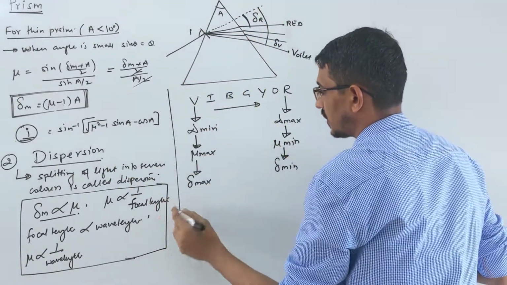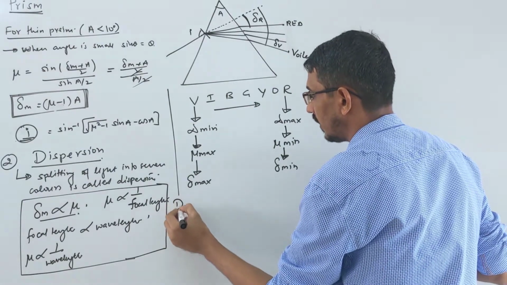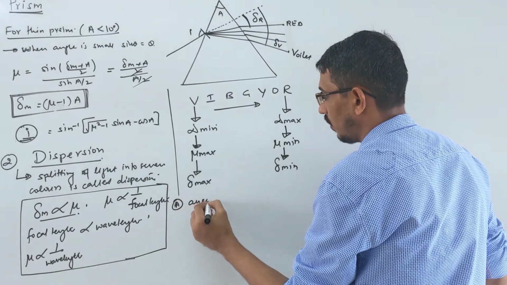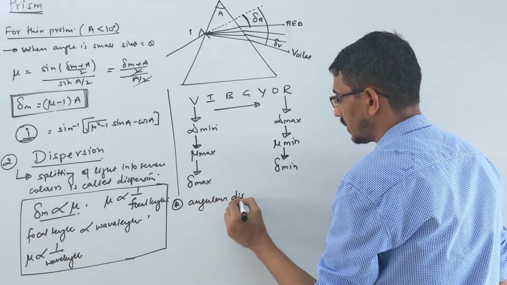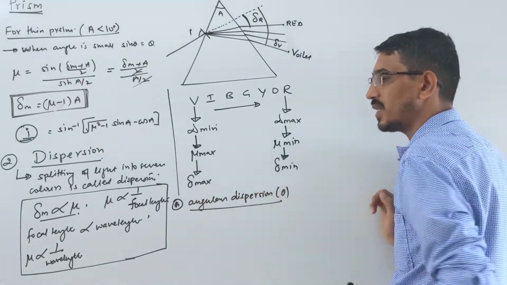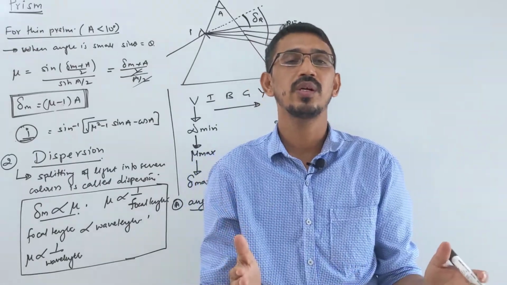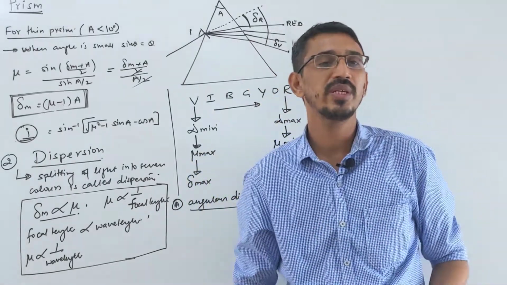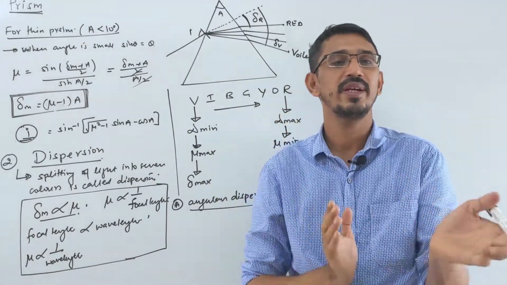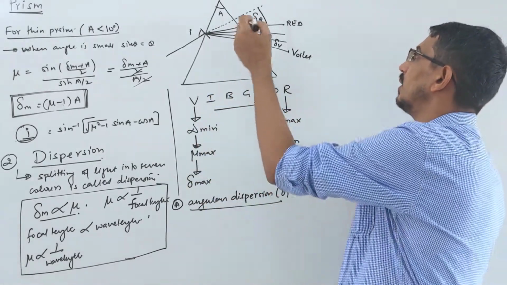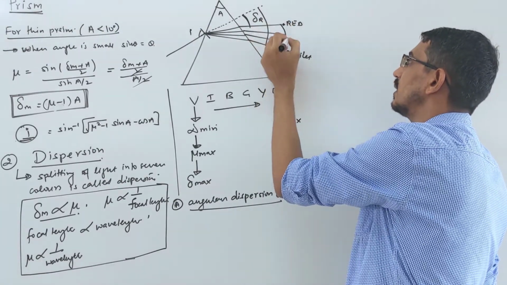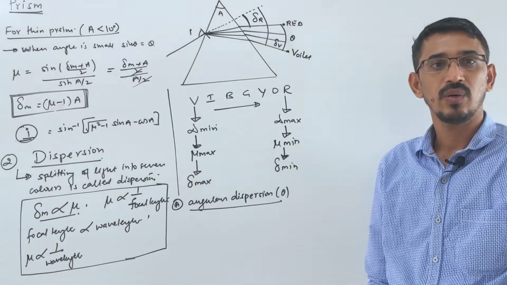So the first subtopic I'm writing here, topic point A, is called angular dispersion. We write a theta symbol for this. What is angular dispersion? The angle between two colors. If the color names are not given, then first and last color means between violet and red. What is the space or angle between these 2 colors? This is your red color and this is your violet color. So the angle between these 2 is called your theta, right?